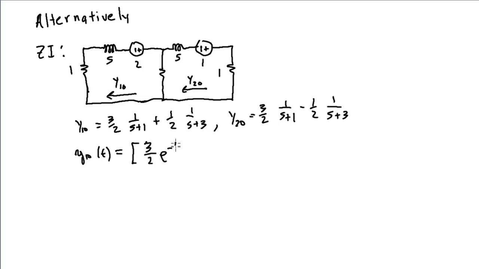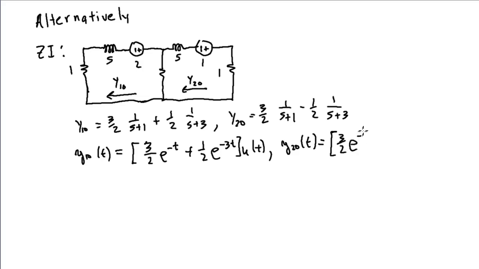If my initial conditions were 0, both of these currents would also be 0. I wouldn't have any zero input current if the state is also 0. So I have y1 0 of t equal to 3 halves e to the minus t plus 1 half e to the minus 3t all times u of t, and then y2 0 of t, the inverse transform of this line, is 3 halves e to the minus t from this first term minus 1/2 e to the minus 3t u of t the second term. Okay, these are not my total solutions.